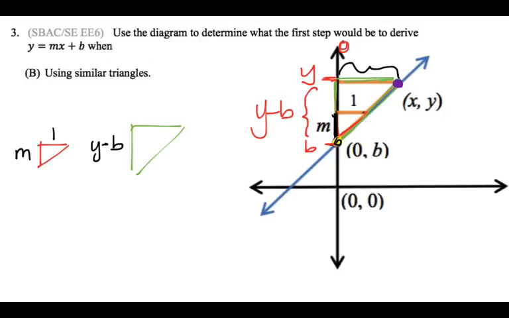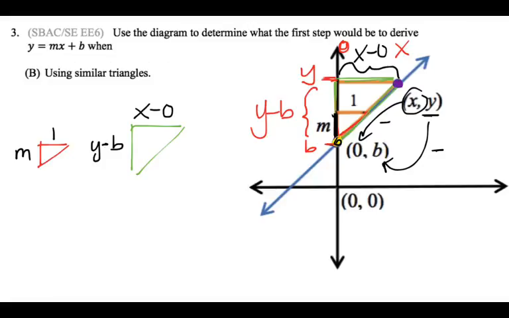So this point is 0, this point is x. I need the change, so I'm going to say that this top side would be x minus 0. Now to determine the order, because I used this ordered pair, first I did this y. Because I did this y minus b, then I would say x minus 0 is my side up here. Okay.